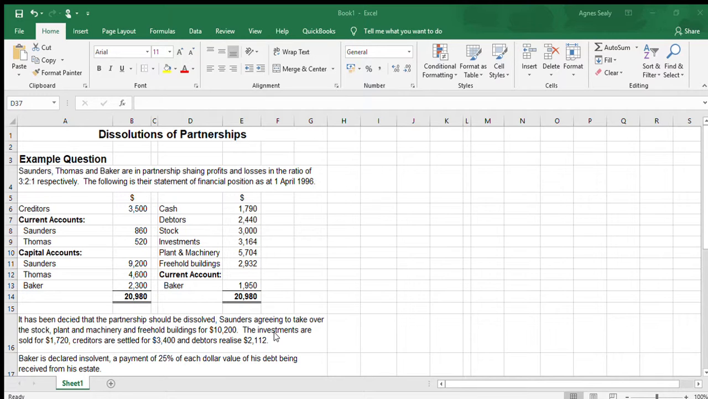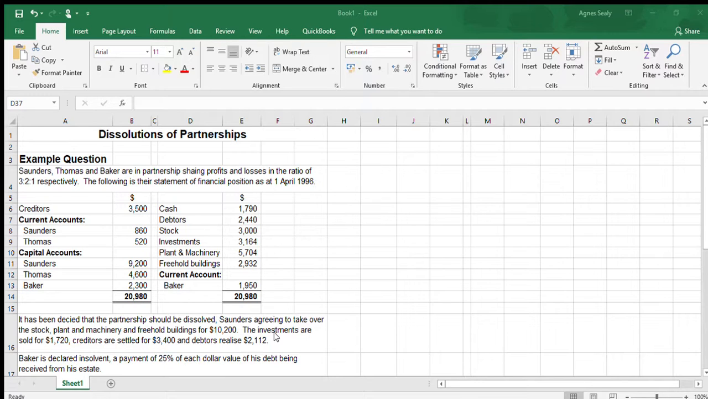Any money that we receive from selling that asset, we will then debit either cash or bank, depending on the account that we have, and credit the realization account for the amount of money that we would have received from selling this asset.